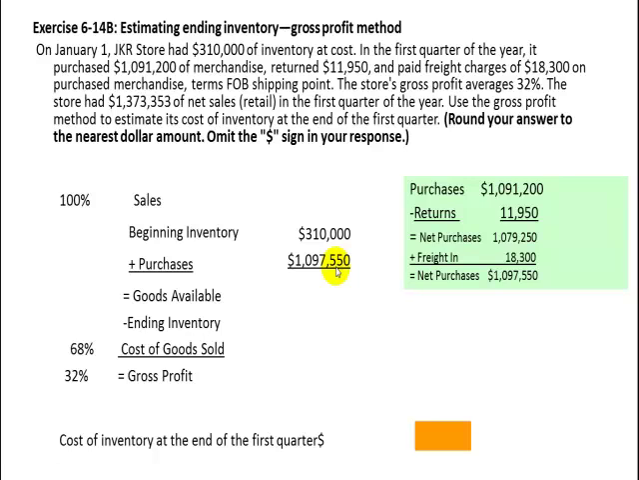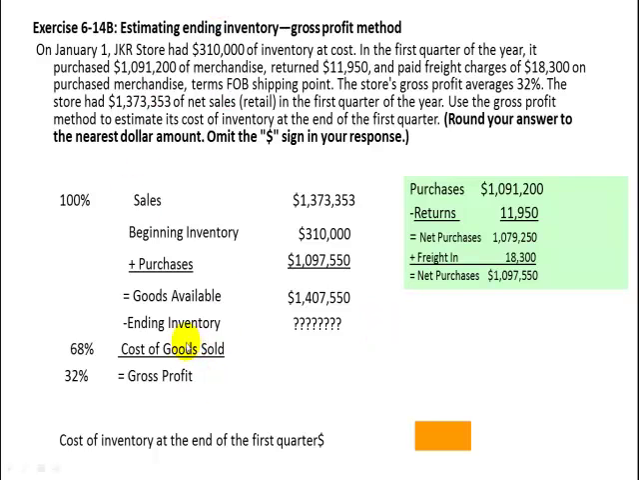Okay. We can now come up with goods available. Goods available will be the sum of these, the beginning inventory plus the net purchases. They also told us that sales were $1,373,353, which we just plugged in. And now we can get goods available, which would be the beginning inventory plus purchases, which would be $1,407,550. We're looking for ending inventory. We don't know what that is, so we have to put a blank there. But we now know enough.